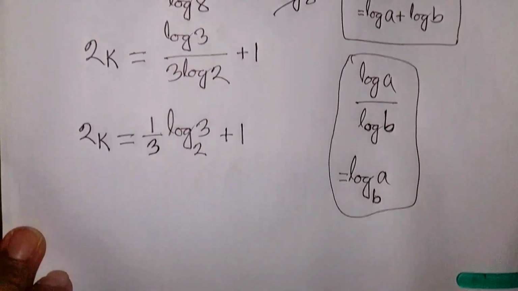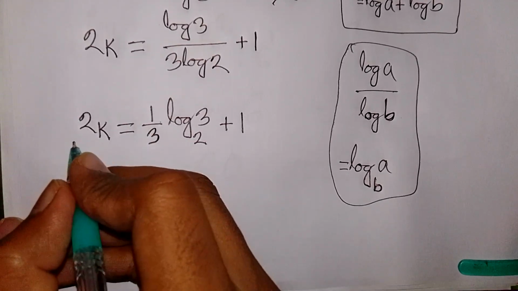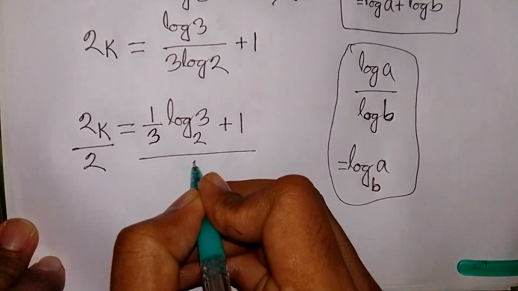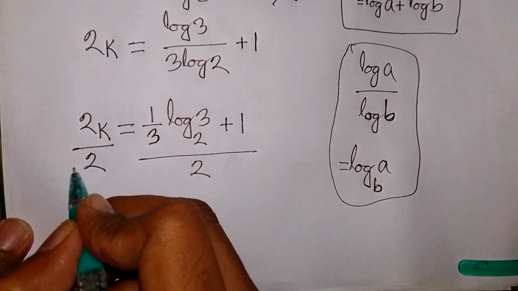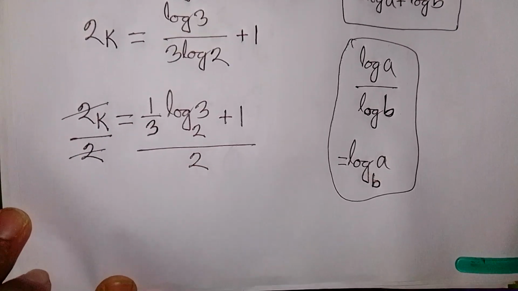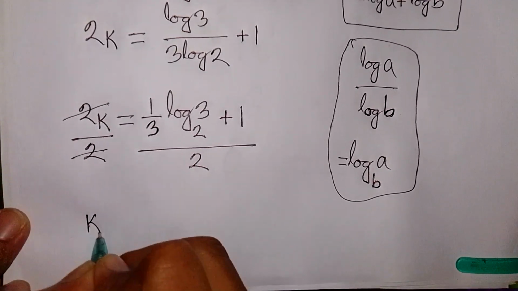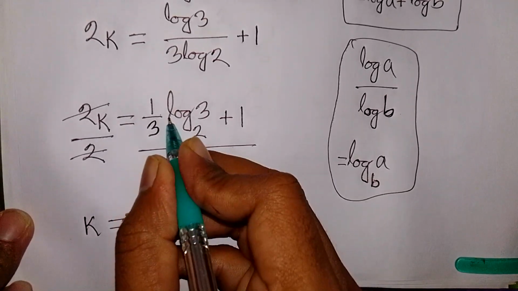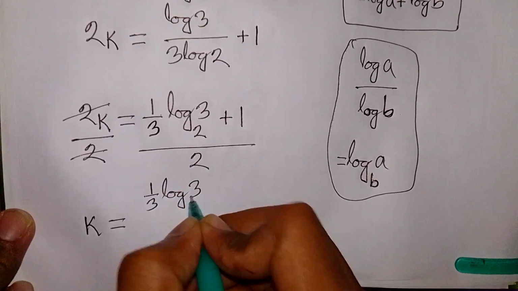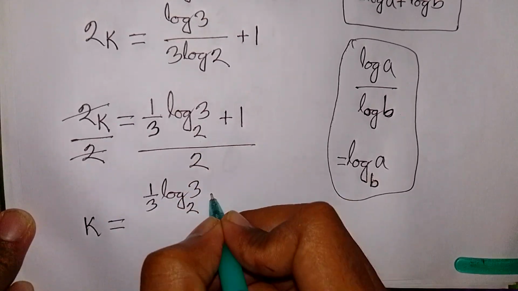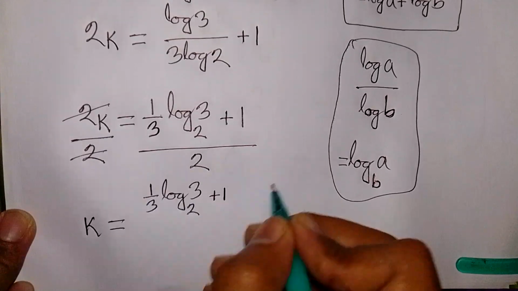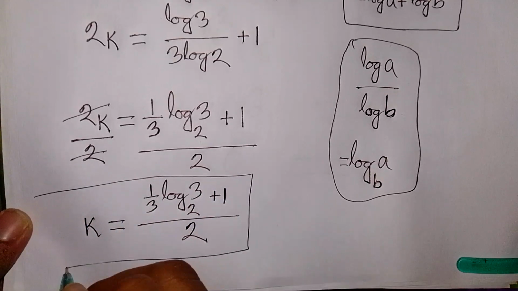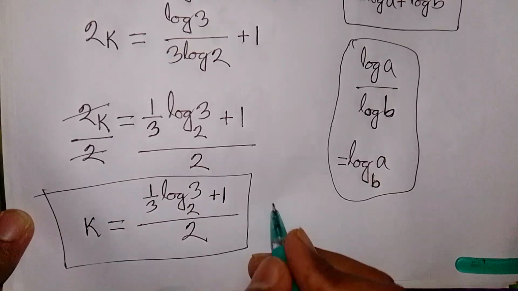Now we need the value of k. So we have to divide by 2 on both sides. Divided by 2, divided by 2. This 2 will be cancelled. So here k is equal to 1 by 3 log 3 base 2 plus 1 over 2. So this is the value of k. So this is our final answer.